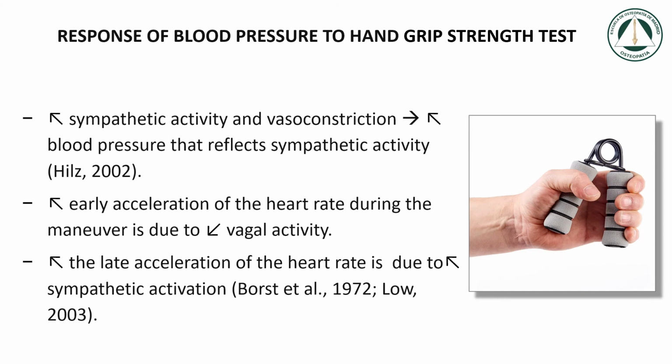Increased sympathetic activity and vasoconstriction produce an increase in blood pressure that reflects sympathetic autonomic activity (Hiltz, 2002). Early acceleration of the heart rate during the maneuver is due to a decrease in vagal activity, while late acceleration of the heart rate is the result of sympathetic activation.